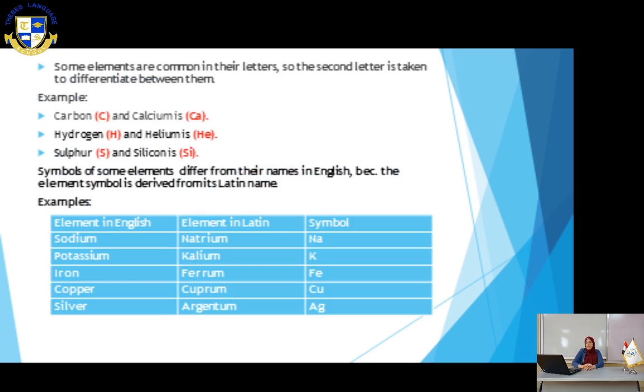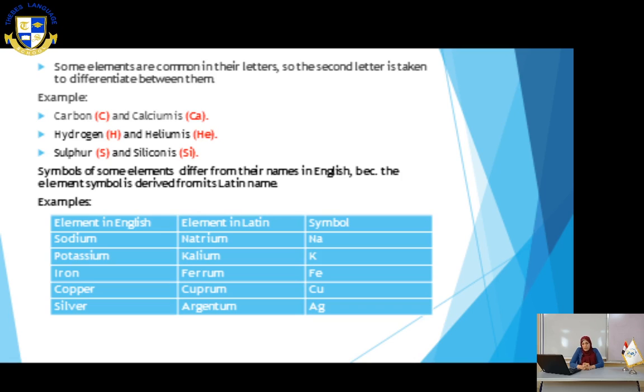Slide 5. Some elements share the same first letter, so the second letter is taken to differentiate between them, like carbon and calcium. Both of them start with the letter C, so we take C for carbon and Ca for calcium. The a is to differentiate between carbon and calcium.